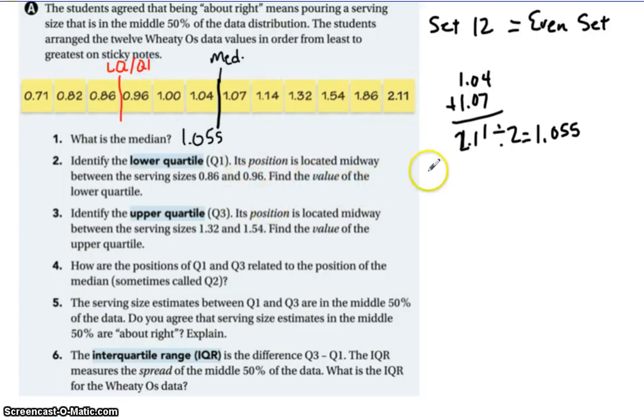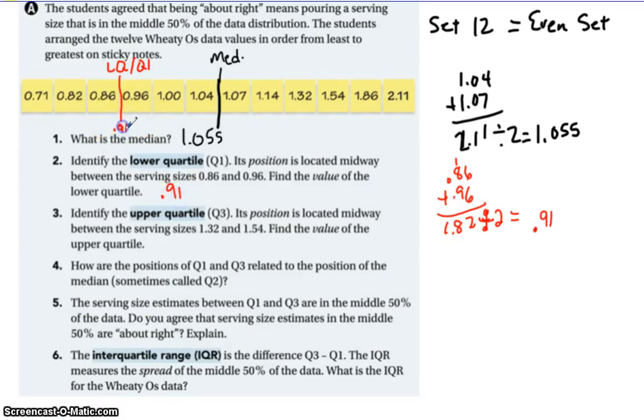All right, so the value of that is found the same way. We're going to add 0.86 to 0.96. Okay, so that's 12. Carry the 1, 17, 18. Okay, and then we will divide that number by 2. Whoops, divided by 2. And that equals 0.91. So the lower quartile is 0.91. And I'll write that up here too, 0.91.